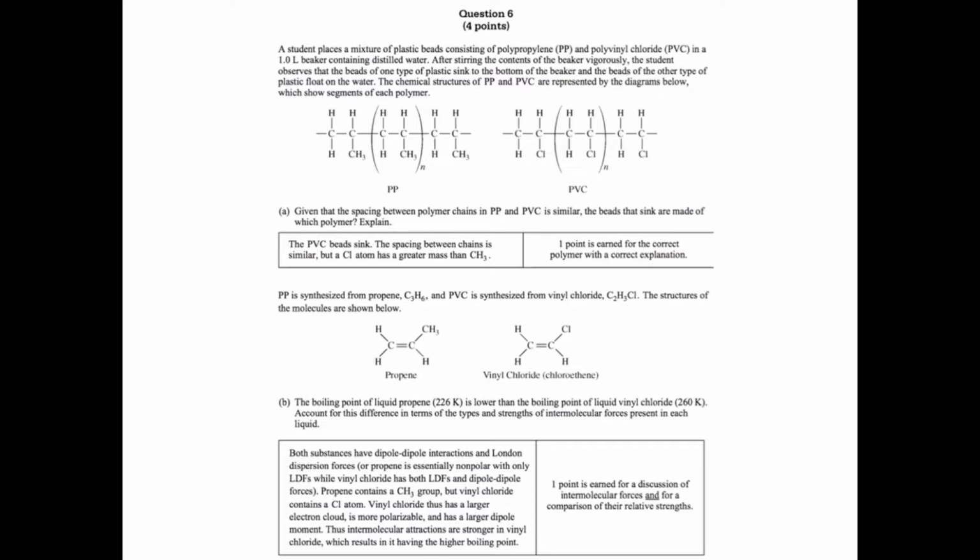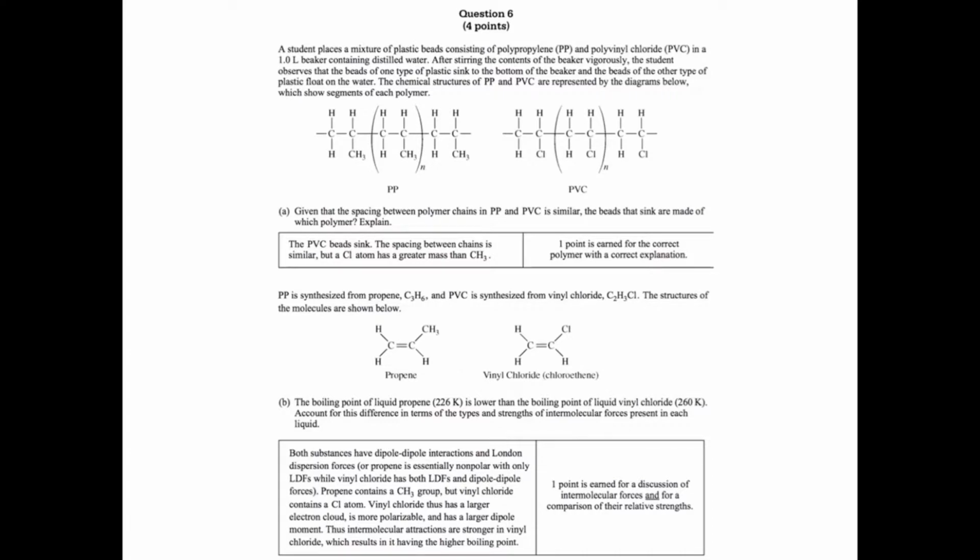Okay. B. PP is synthesized from propene and PVC is synthesized from vinyl chloride. The structures are shown below. The boiling point of liquid propene is lower than the boiling point of liquid vinyl chloride. Account for this difference in terms of types and strengths of intermolecular forces present in each liquid. Okay, so there are a couple things you can say.